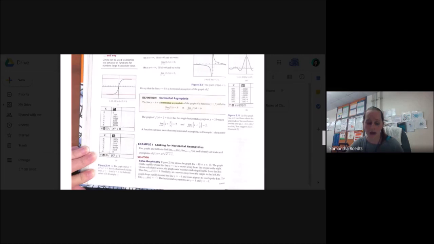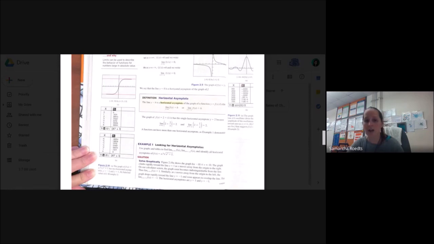Okay. So the line y equals b is a horizontal asymptote of the graph of a function y equals f of x if either the limit of f of x as x approaches infinity equals b, or the limit as x approaches negative infinity of f of x equals b. So the graph of f of x equals 2 plus 1 over x has the single horizontal asymptote y equals 2, because as x approaches infinity, it gets closer to 2, but it'll never touch. Same thing with negative infinity, it gets closer to 2, but it'll never touch.